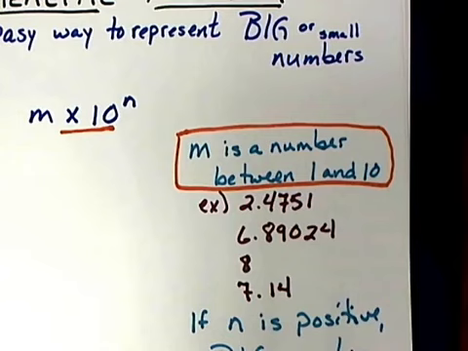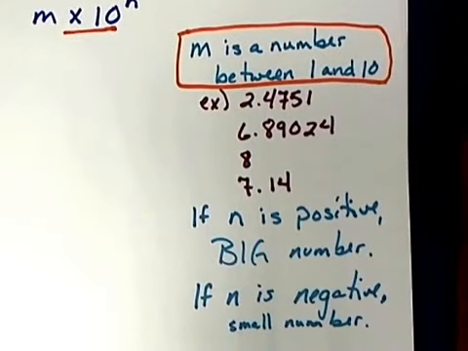The n is either going to be positive or negative. If it's positive, it means that we have a really big number, because we're taking it times 10 that many times. So it makes it a big number. If it's negative, as we talked about before, a negative exponent really means that we are dividing, and taking some number and dividing it makes it itty bitty. So if n is negative, we end up with a small number.